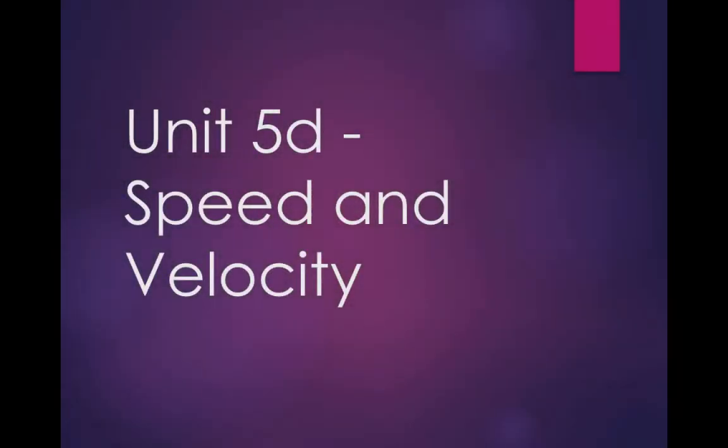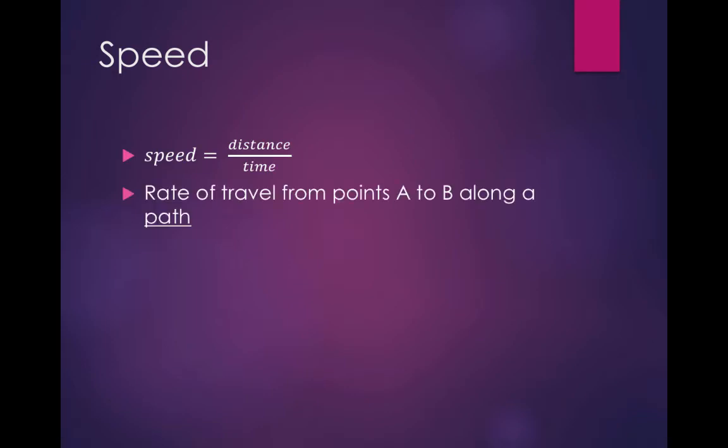Unit 5D, Speed and Velocity. Recall, the formula for speed is distance traveled divided by the time the trip takes. Essentially, it is the rate of travel of an object as it moves from point A to point B along a path. The symbolic formula for speed is v equals d over t.